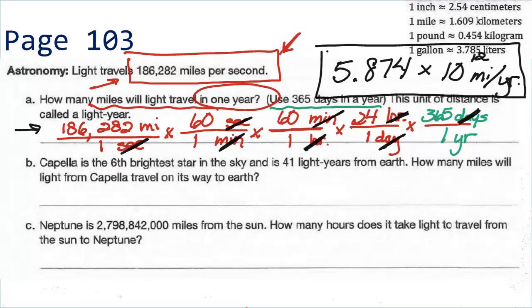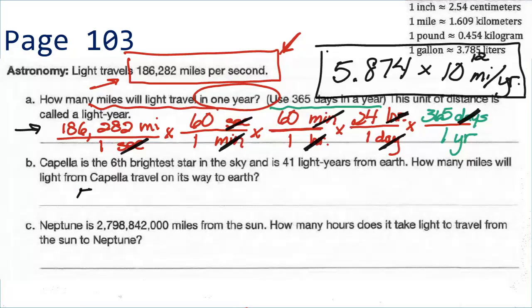All right. Capella is the 6th brightest star in the sky, and it is 41 light years from Earth. It said above, this unit of distance is called a light year. So miles per year is a light year. Capella is 41 light years from Earth. How many miles will light from Capella travel on its way to Earth?